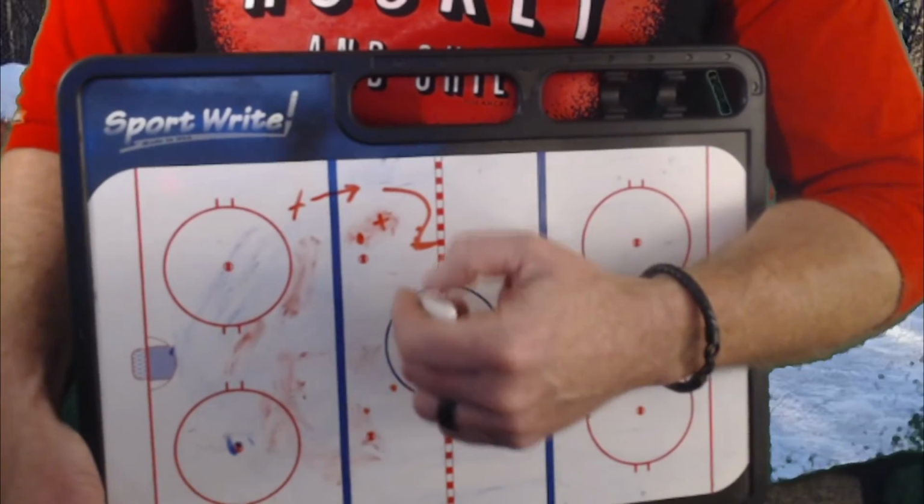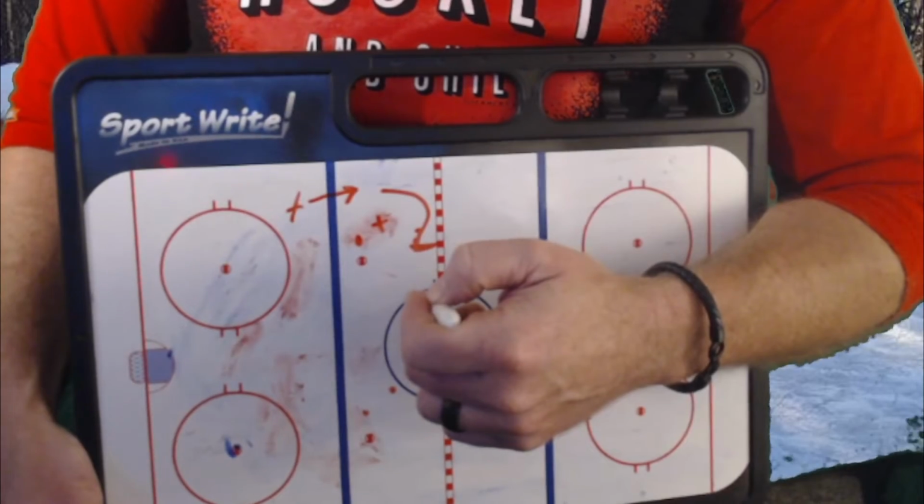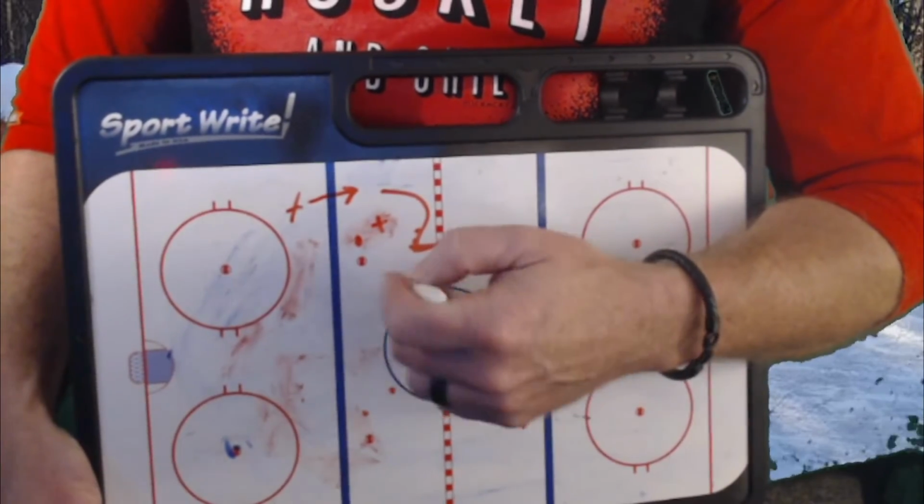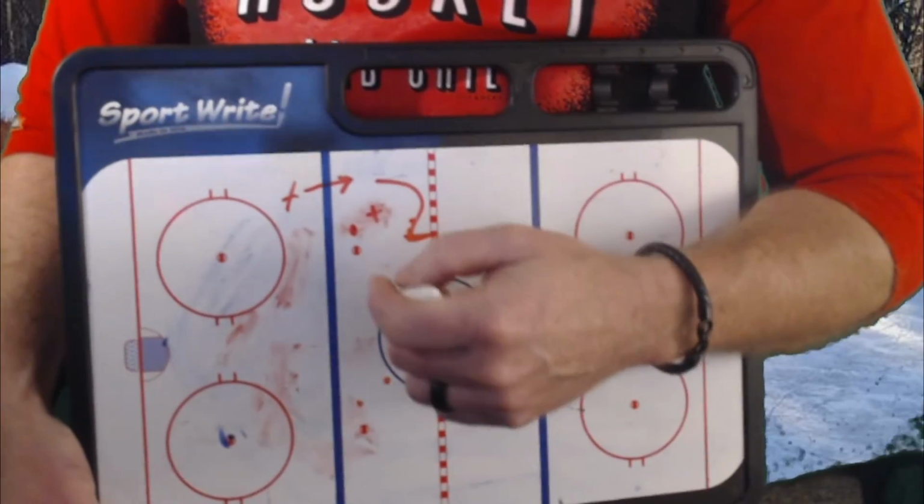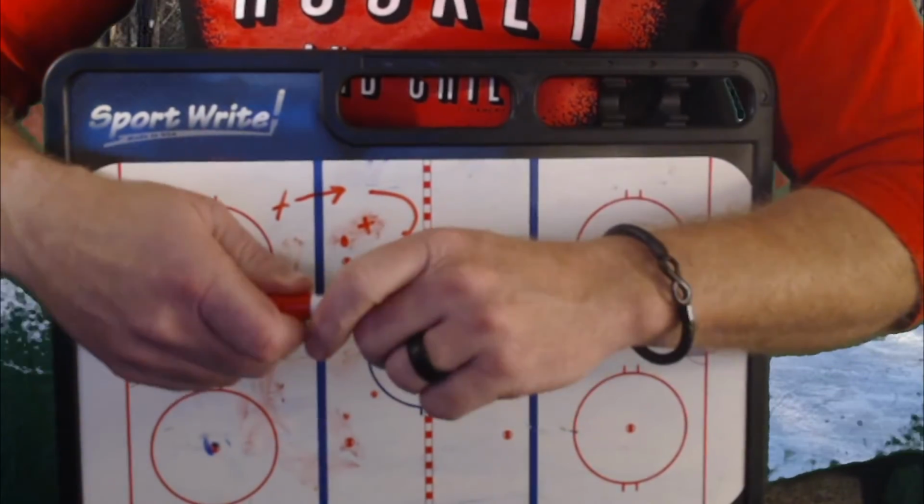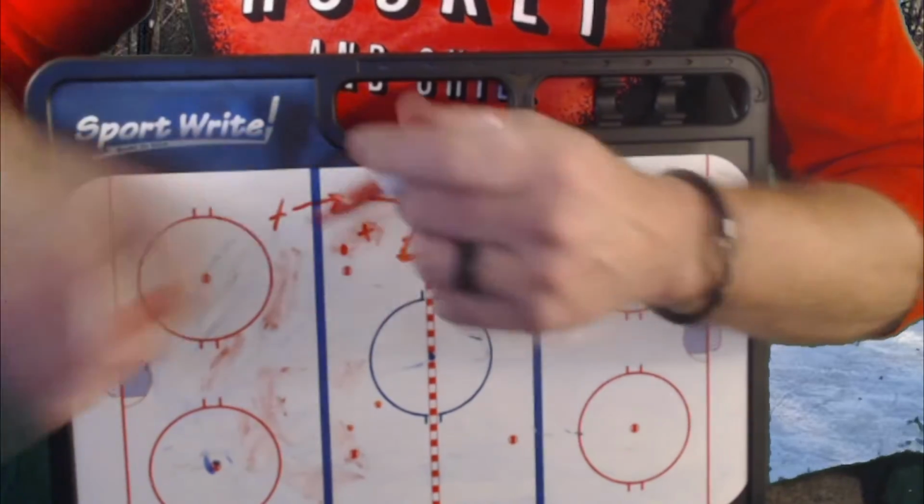That's usually what happens as the kids get older. They'll allow them to not go offsides. They'll allow them to regroup and try to bring the puck back in the zone, and they won't blow the whistle and kill the play. So that's offsides. That's pretty much offsides. There's nothing else to it.